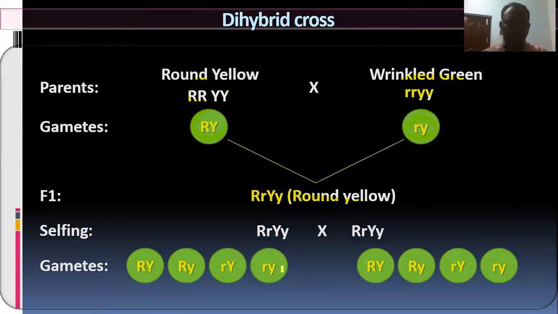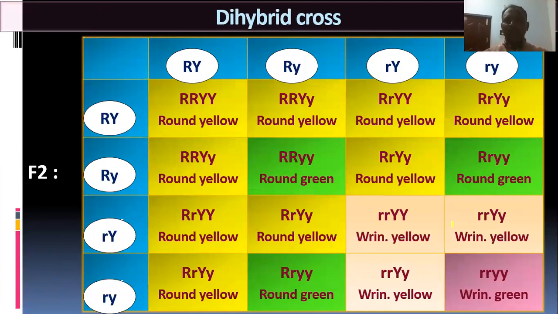The combinations are capital R capital Y, capital R small y, small r capital Y, small r small y. We will see the combination of the F2 generation genotypes and how they look. I'm taking one parent in this row and another parent here, male here and female here. The female parent produces these four types of gamete, and the male also produces four types.